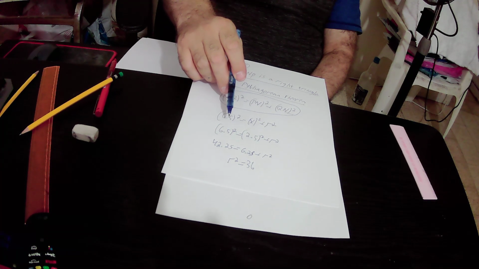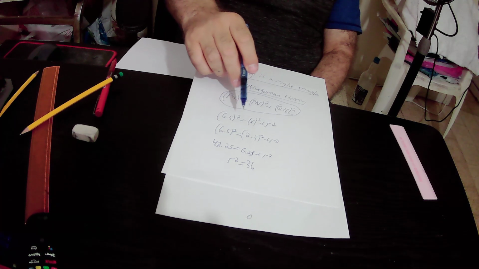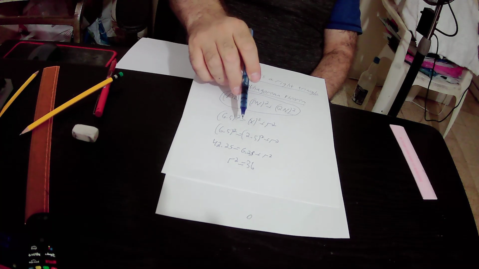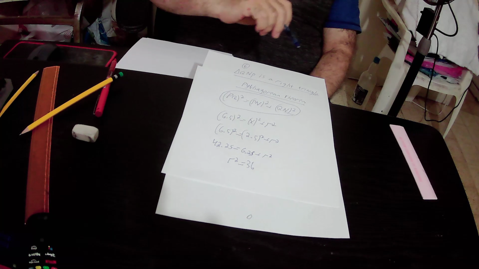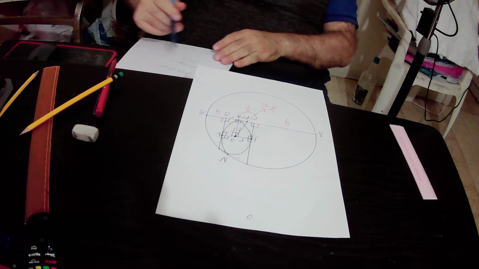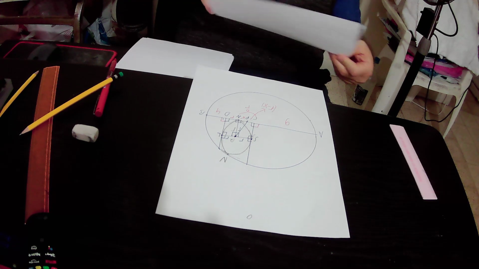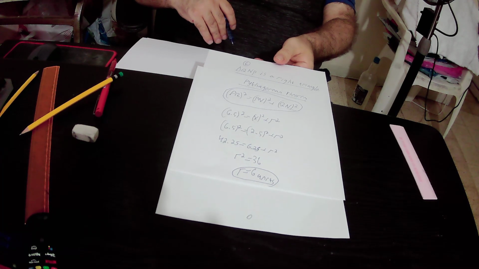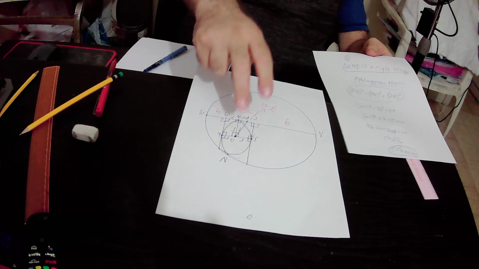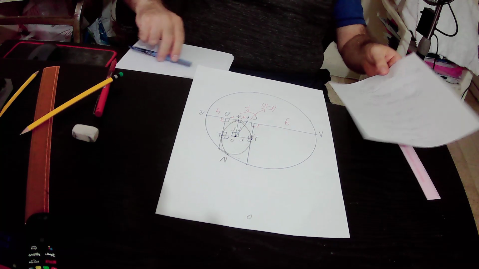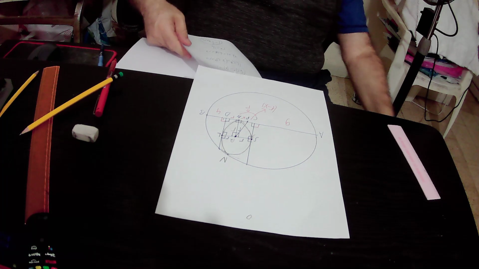Actually, 42.25 minus 6.25 is 36. So we got that r square equals 36. Here we will take the root of this equality. The root of 36 is 6. So we got that the radius of the small circle equals 6 units. Okay, so the answer to the question is that the radius of this small circle equals 6 units. Now I will summarize the lecture.